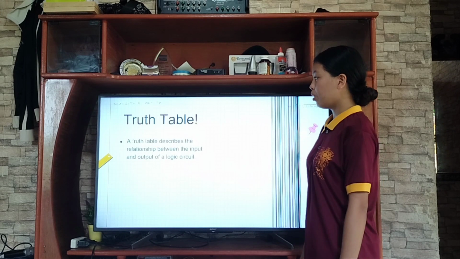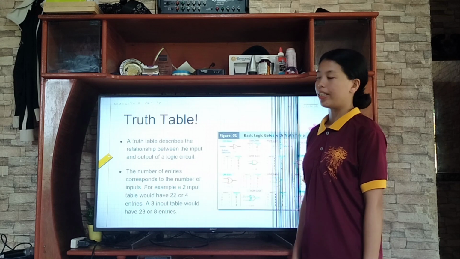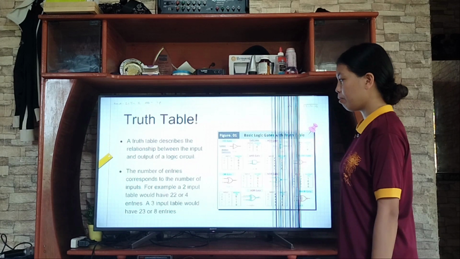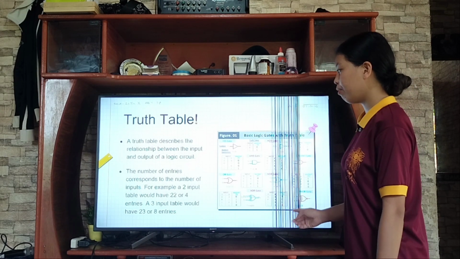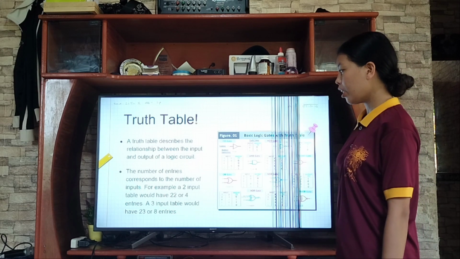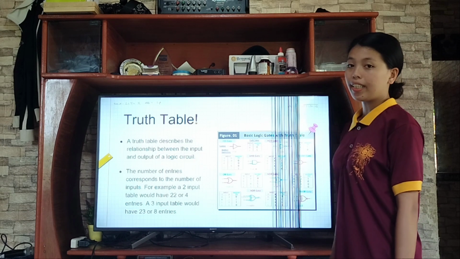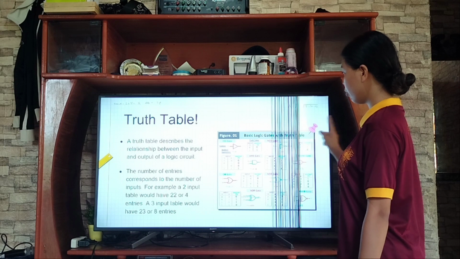A truth table describes the relationship between the input and output of a logic circuit. So the number of entries corresponds to the number of inputs. For example, a 2-input table would have 2^2 or 4 entries. Then a 3-input table would have 2^3 or 8 entries. And here is the example of basic logic gates with truth table.